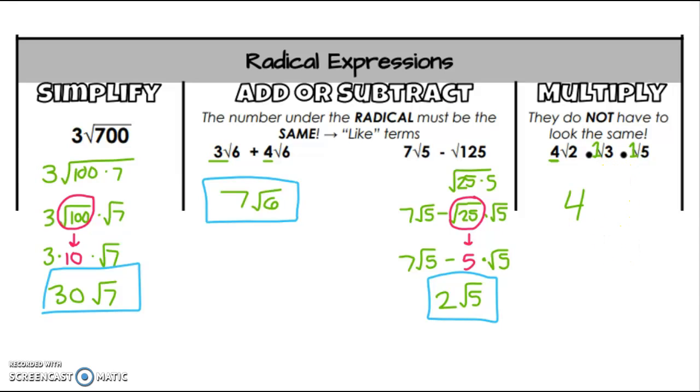And then I'm going to have a radical. I'm going to multiply everything that's under the radical together. So I have a 2, a 3, and a 5. 2 times 3 times 5. Well, 2 times 3 is 6, and 6 times 5 is 30. So my answer would become the square root of 30 right here. And I have a 4 on the outside that isn't changing. My final answer right here would be 4 square roots of 30 when I multiply that radical expression.